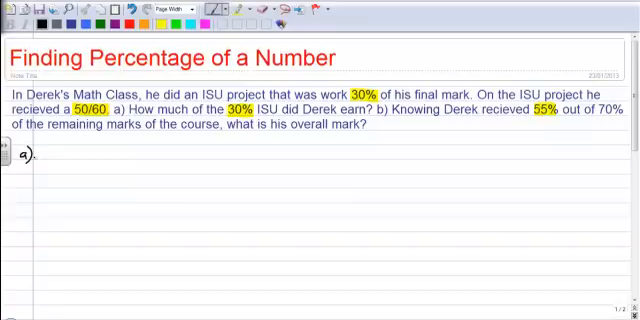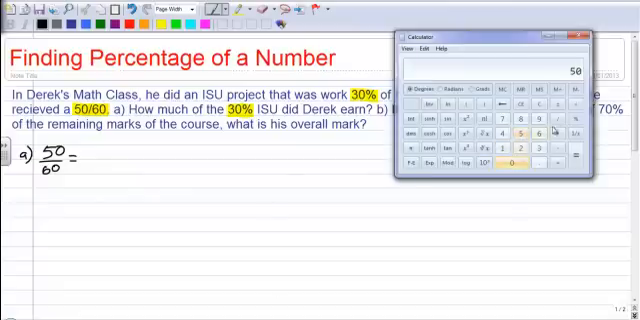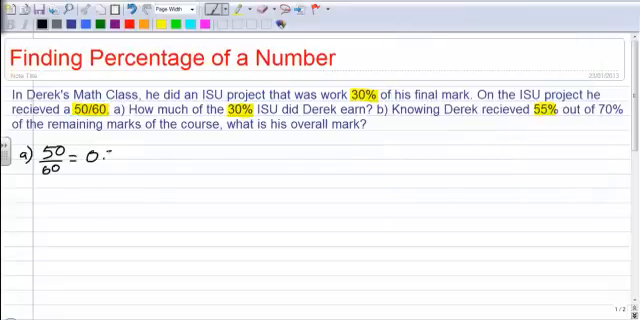Looking at A, we need to note, first of all, that he got 50 out of 60. Now, I want to convert this to a decimal, because with a decimal we'll be able to find out what the percentage is. So 50 divided by 60, we're going to get 83%, or 0.83. Note that 0.83 is the same thing as 83%. What the percent does is just move the decimal over 2 spots in this direction.